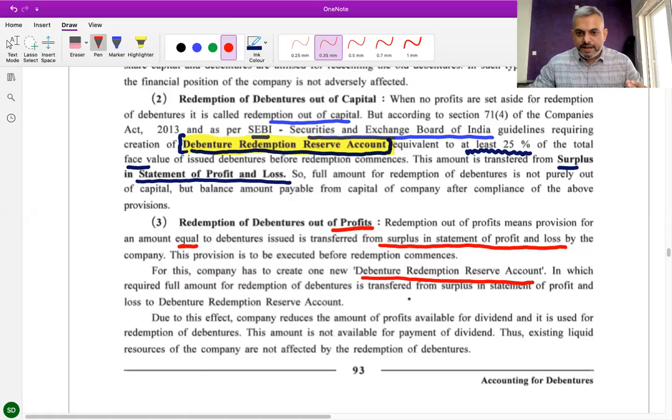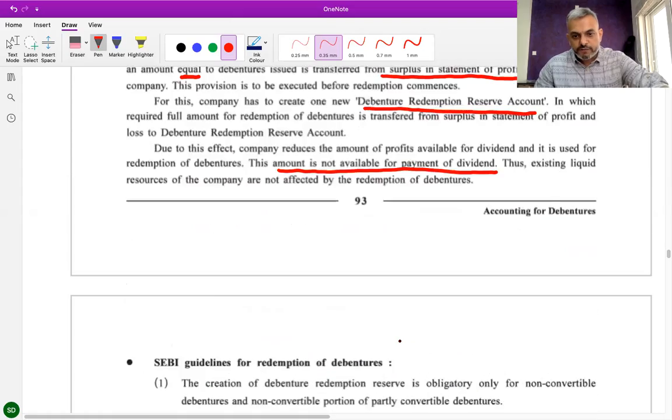amount of redemption of debenture is transferred from surplus in the statement of profit and loss to the debenture redemption reserve account. Due to this effect, the company reduces the amount of profit available for dividend, and it is used for redemption of debenture. This amount is not payable for payment of dividend. Thus, existing liquid resources of the company are not affected by redemption of debentures. So please mark all these things for theory and knowledge purpose.